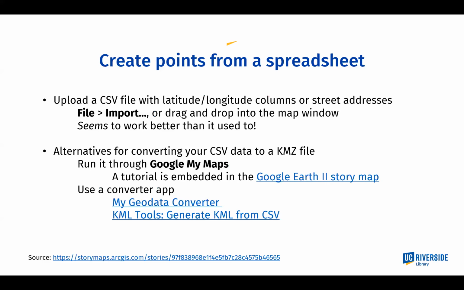And then I mentioned creating points from a spreadsheet, and this is possible. I have a little bit of explanation here. In theory, I'm not sure how often it works, but you can upload a CSV file with either latitude and longitude in different columns or street addresses. And you can do that two different ways, either by going to File and then Import, or you can drag and drop the CSV file into the map window.